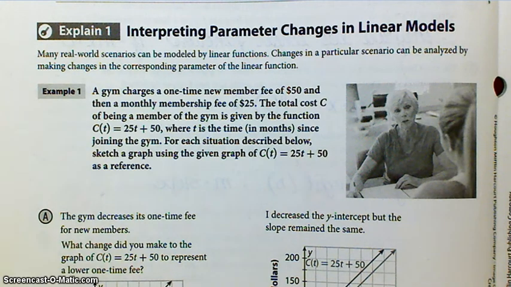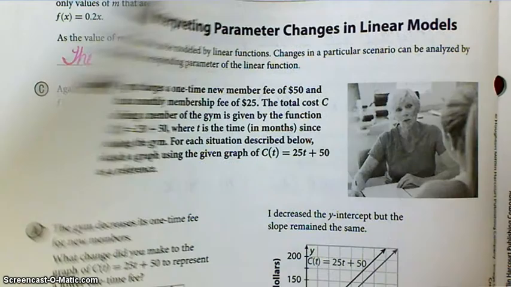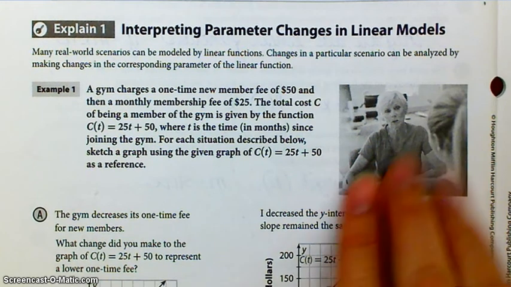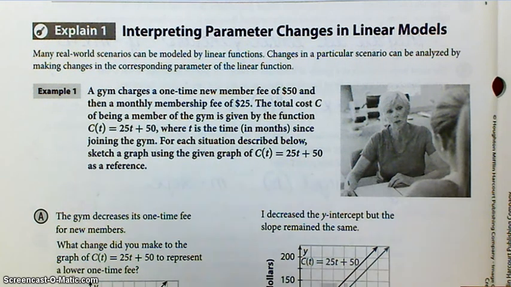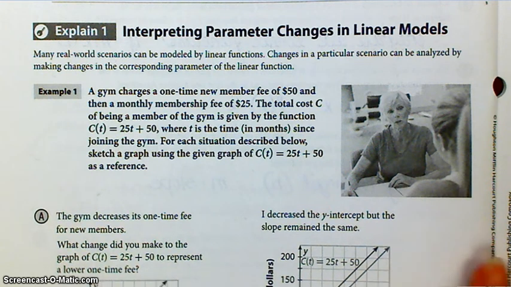Okay, I'm on page 284, and now we're looking at interpreting parameter changes in linear models. Remember that the two parameters from the previous page that we might change could be the slope or the y-intercept. So let's look at a real-world scenario that could be modeled by linear functions and how, if we change some of the parameters, the line that represents the situation might change.